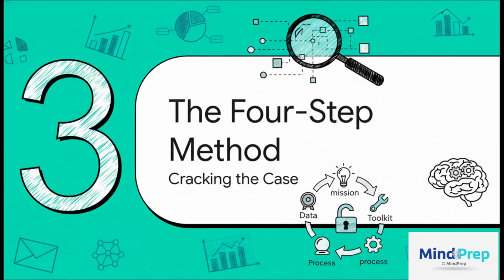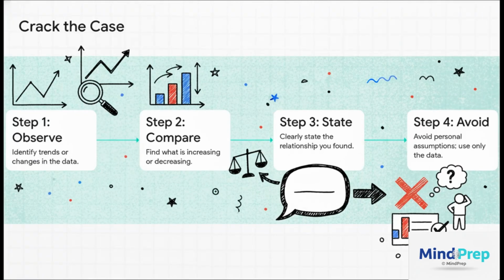Now for the fun part, the actual method. This is a super simple 4-step process that you can use to crack any data case, I promise. It's this simple. Step 1 is just to observe. Take a look at the data. What's going on? Are there any obvious trends or changes? Step 2, you compare the groups. Find what's going up or what's going down. You're looking for movement. Step 3, you state the relationship. And be clear about it. Say something simple like, as this thing increases, that thing decreases.